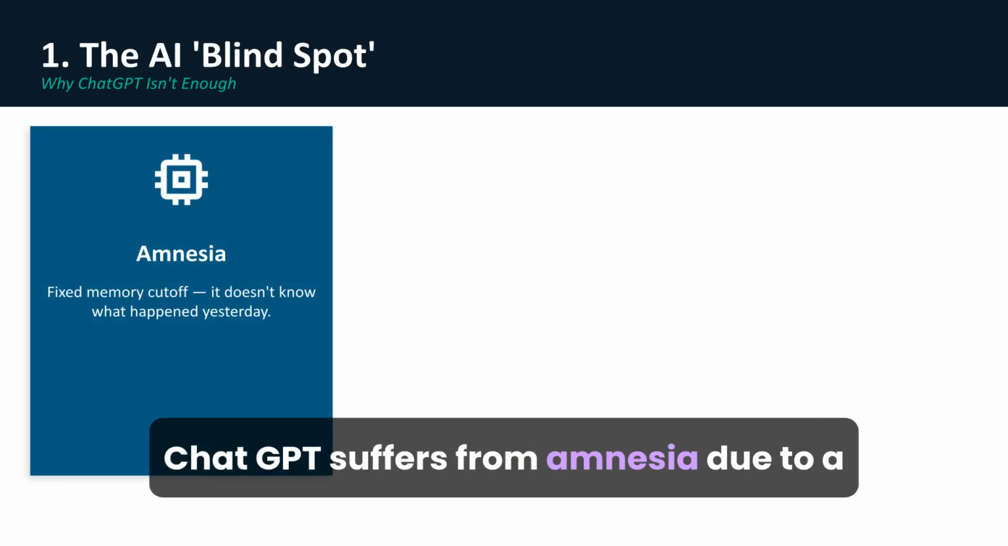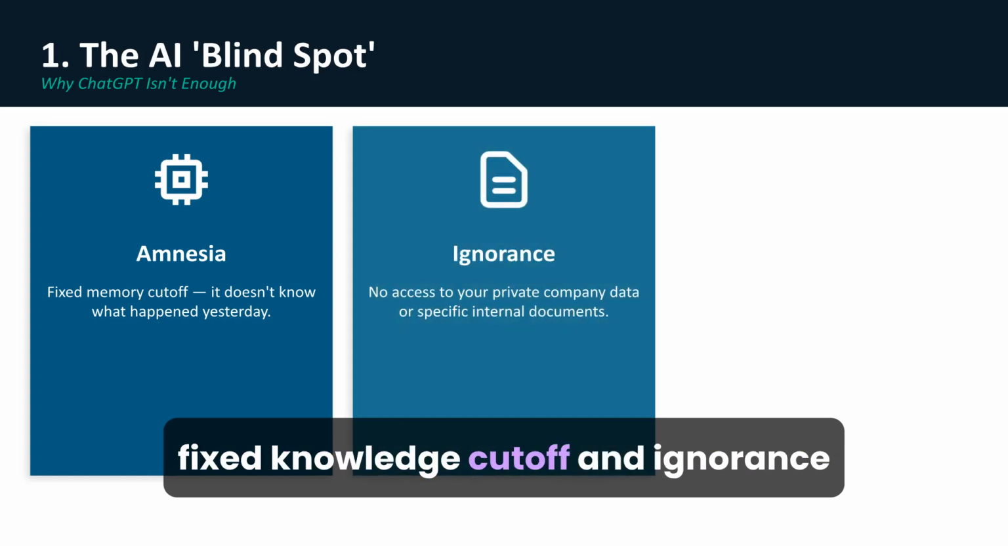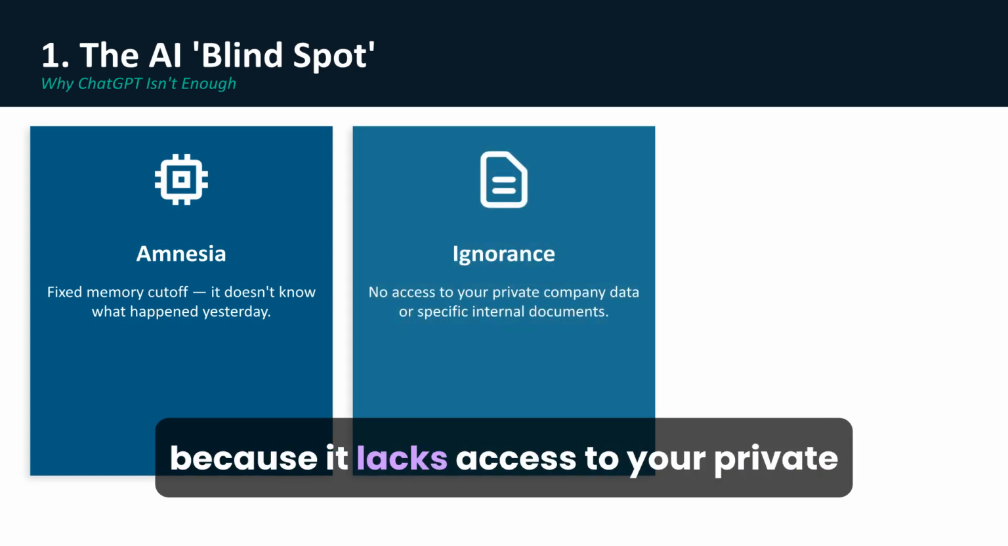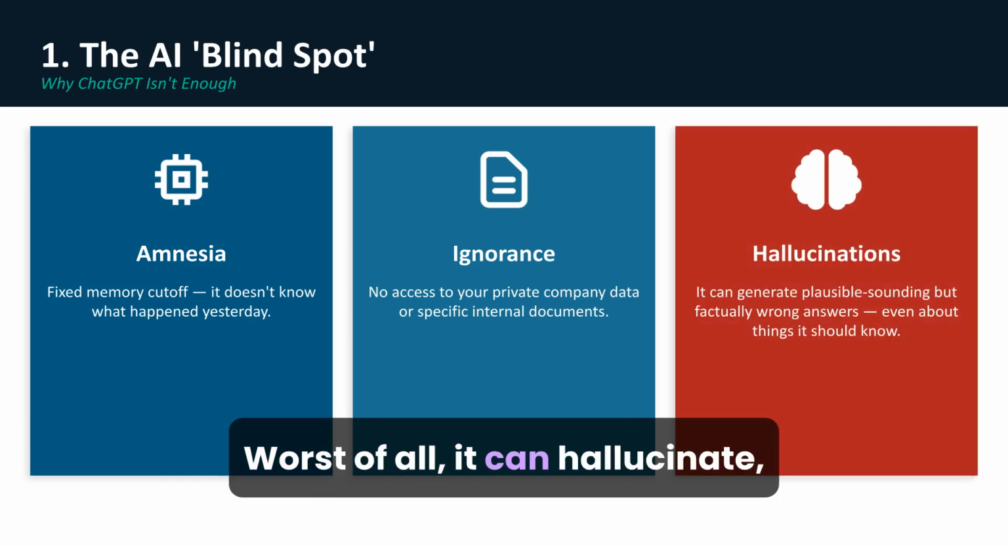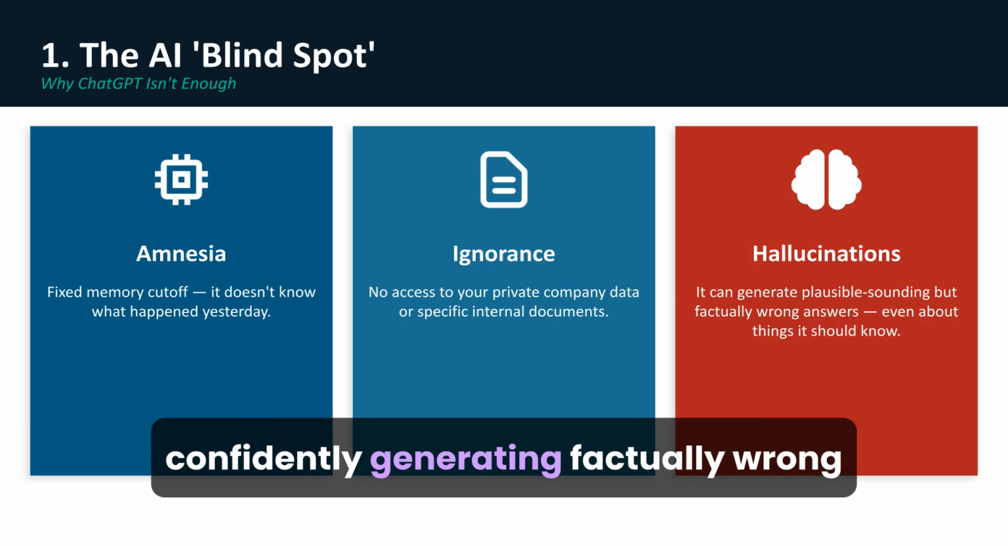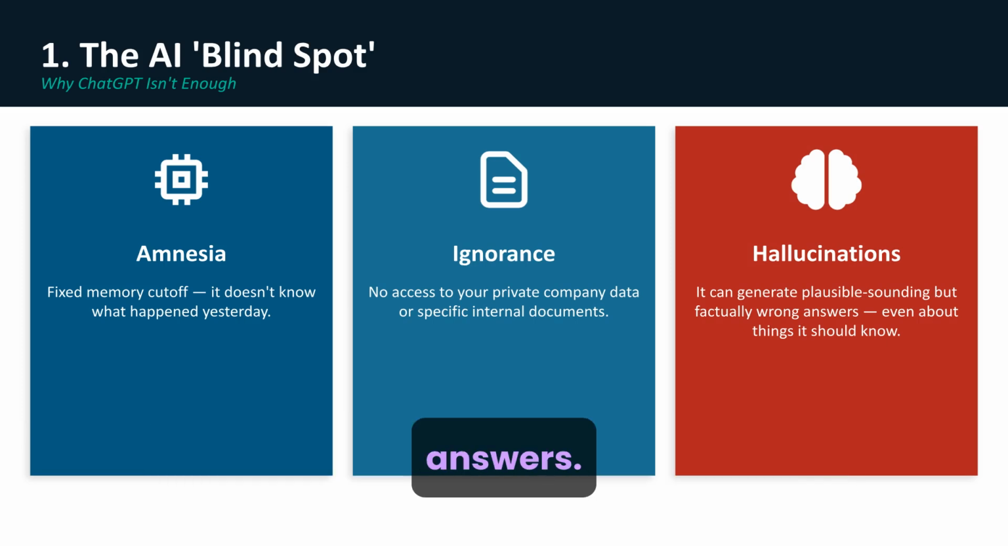ChatGPT suffers from amnesia due to a fixed knowledge cutoff, and ignorance because it lacks access to your private internal data. Worst of all, it can hallucinate, confidently generating factually wrong answers.